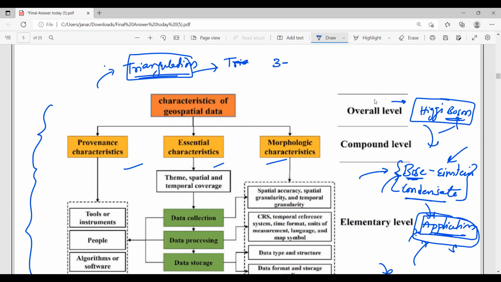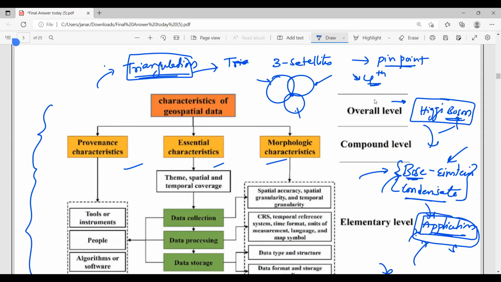At least a minimum of 3 satellites should be there in order to pinpoint you on this earth. Where are you? At the junction of 3 satellites. All these circles are the area of each satellite. If you have a minimum fourth satellite, you will know about your height also, in which floor you are.